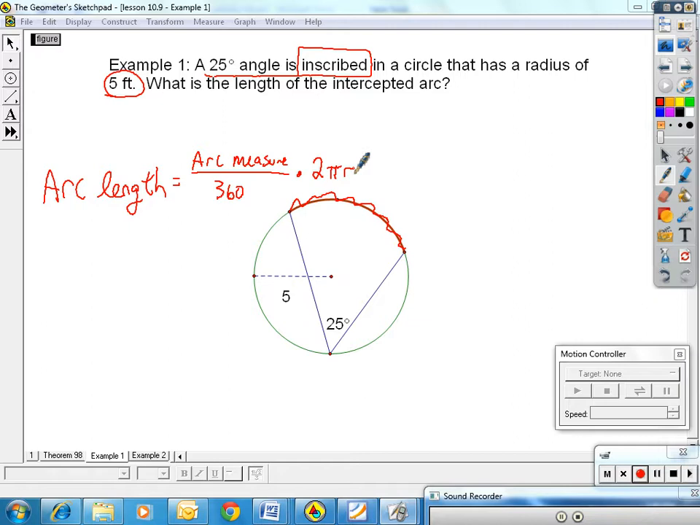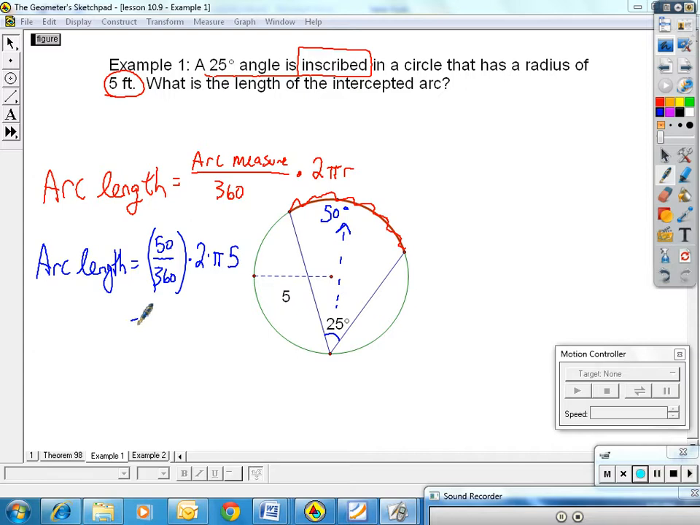Well, let's use some of our facts from this chapter. If this is 25 degrees, that makes this 50 degrees, right? That arc measure is 50 degrees. It is twice that amount. So my arc length equals 50 divided by 360. That's the percentage of the circle that the arc takes up. I'm going to multiply it by 2 times pi times 5, because that is my radius.